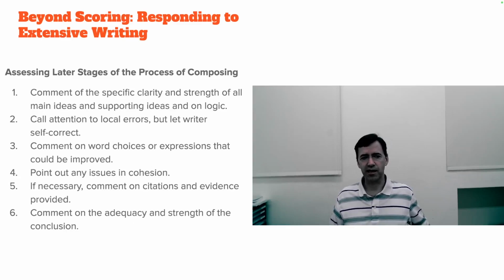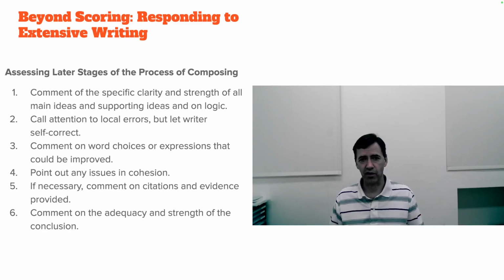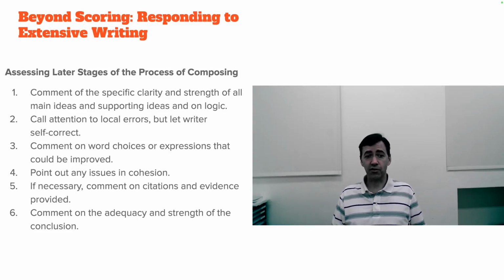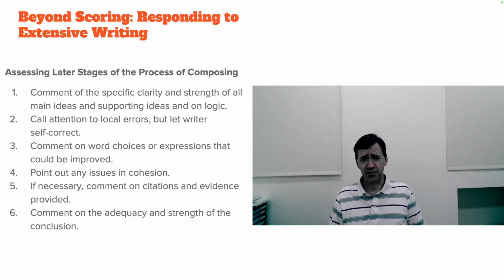Okay, last one. And then when you're giving feedback or responding at the later stages, so maybe this is after their second or their final draft, comment on the specific clarity and strength of all main ideas and supporting ideas and on their logic. Call attention to local errors, but again, let the writer self-correct. Don't correct it for them. And maybe not circle every single mistake in the essay. That will be too heartbreaking for them.